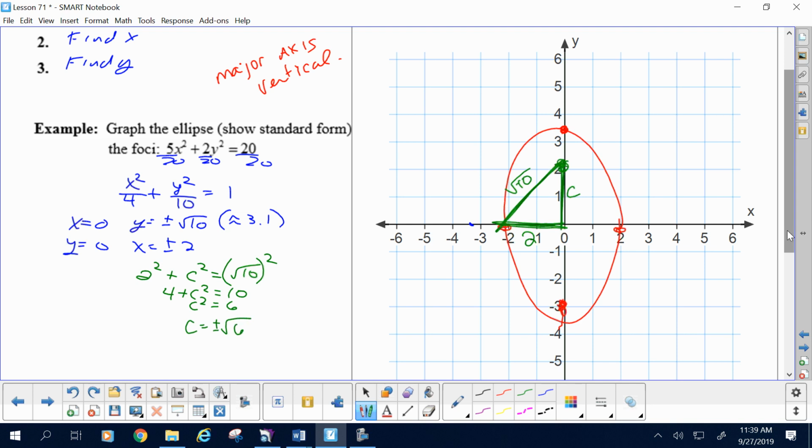Now that's the distance to the focus, the foci. And now we need to actually name the foci. So is that root 6 going to be the y or the x? The y. We're going to go from an x of 0 up root 6 and from an x of 0 down root 6. Those are the foci. And are you with me? Okay.